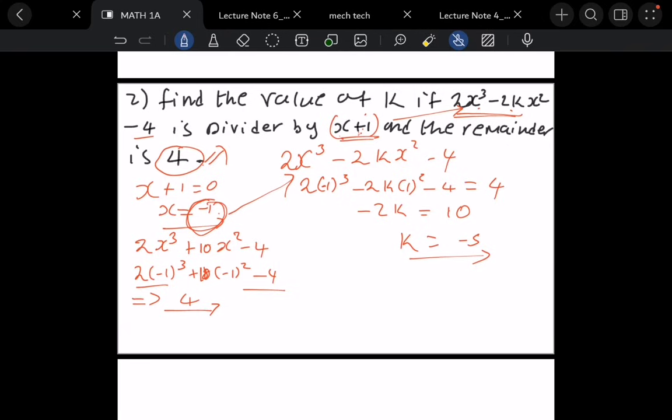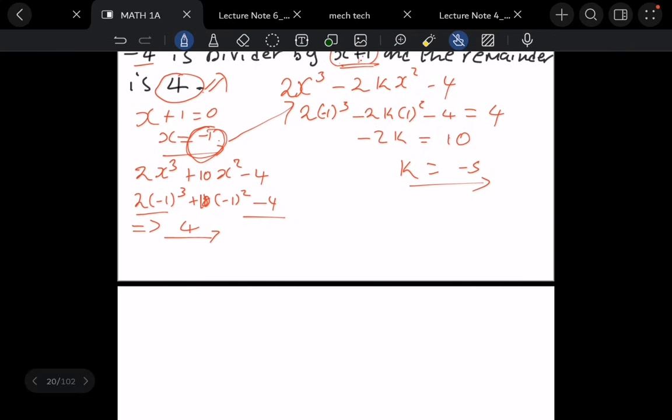Now, understanding this concept of a remainder, when I was in high school, I always asked myself, if you have a remainder, it means you are short of numbers to get to the final answer.